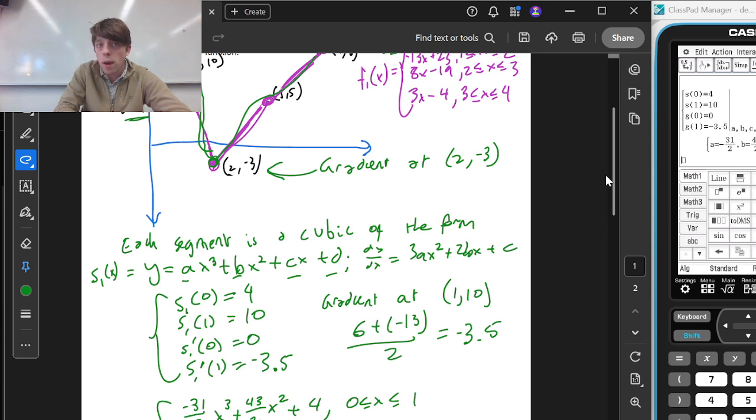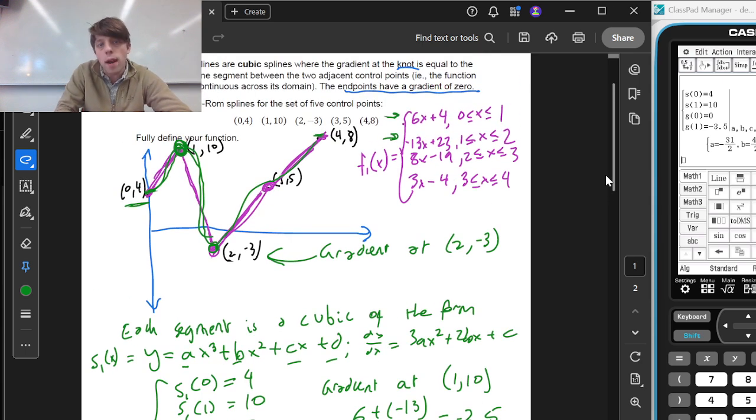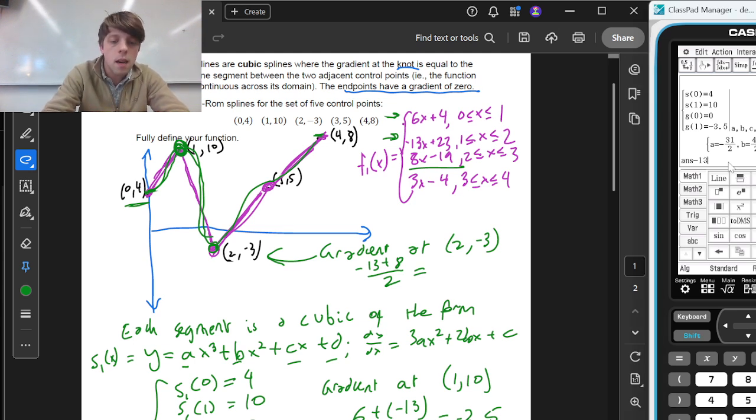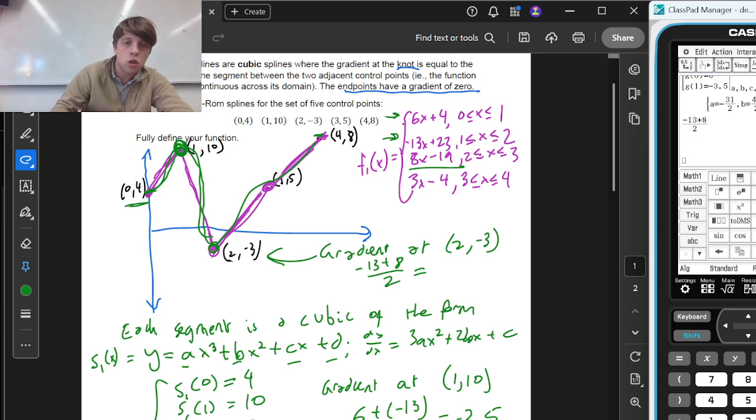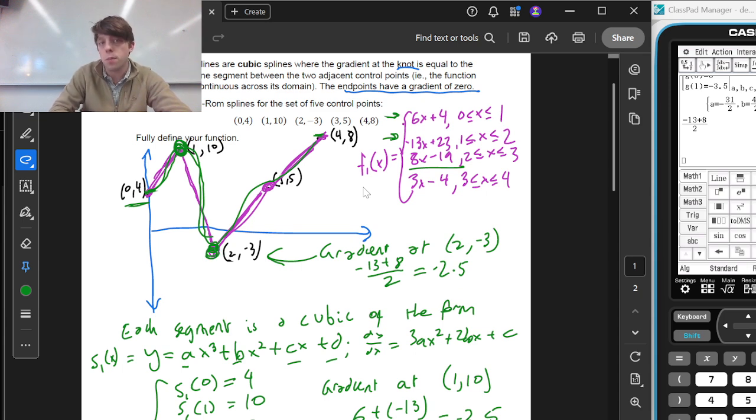To work out what that gradient is supposed to be, we go back to our linear graph here and consider the two lines on either side. So that's this line and this line. The first line has -13 as its gradient. The second one has 8 as its gradient. So the average of those two gradients is (-13 + 8) divided by 2, which is -2.5. So -2.5 is the required gradient at this point right here.